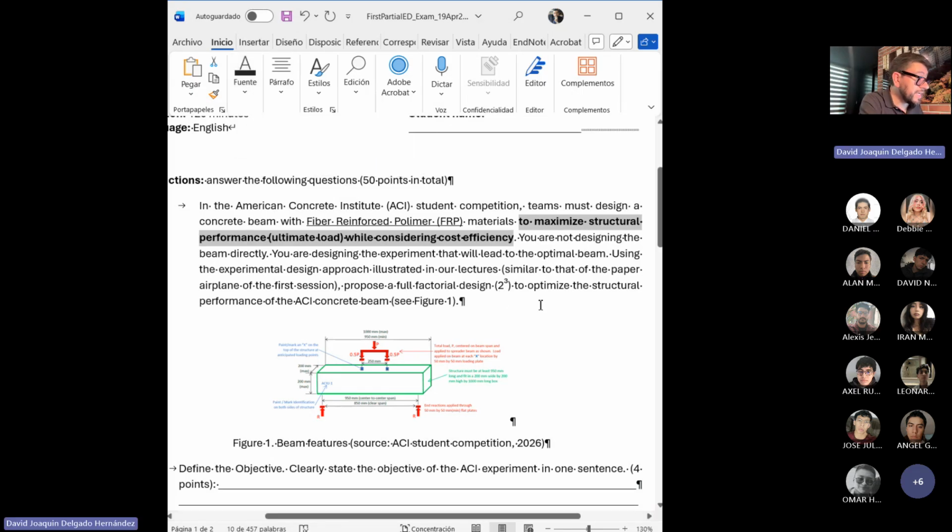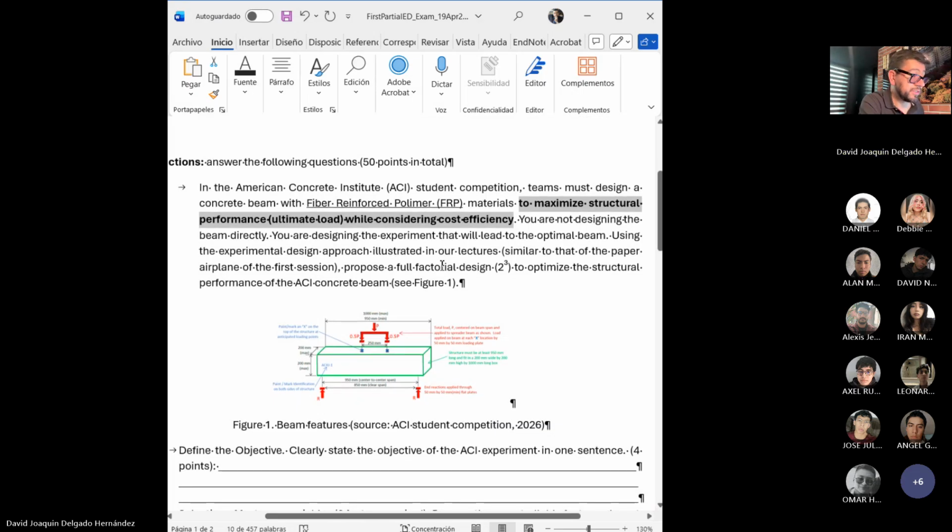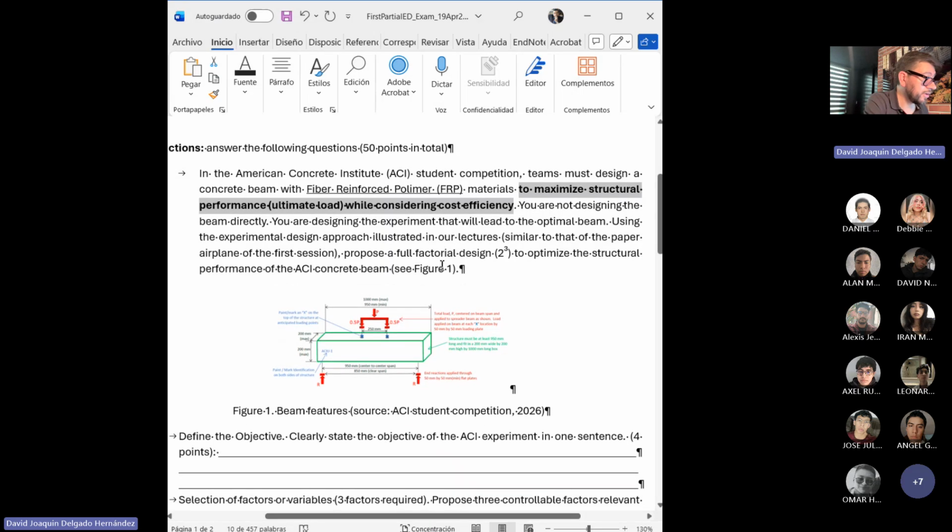You are not designing the beam directly. You are designing the experiment that will lead to the optimal beam. Using the experimental design approach illustrated in our lectures, similar to that of the paper airplane of the first session, propose a full factorial design 2 to the power 3 to optimize the structural performance of the ACI concrete beam.